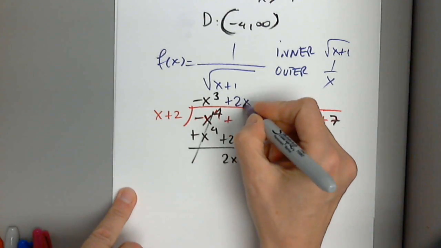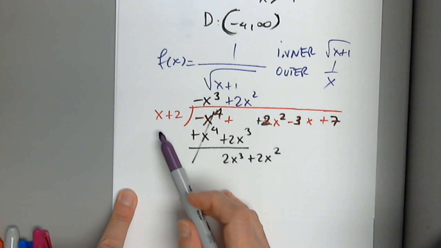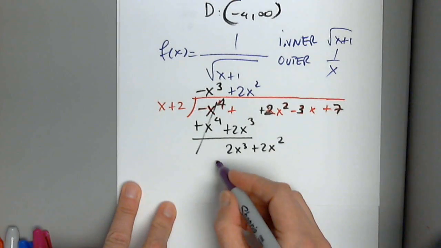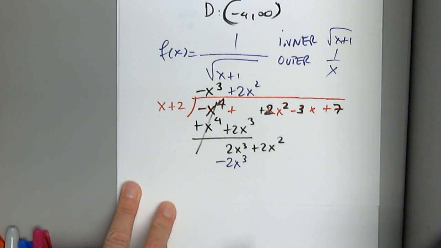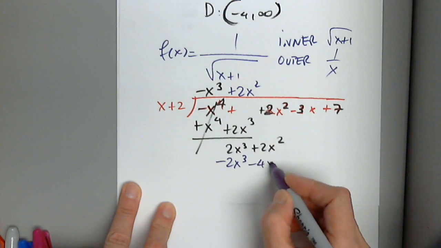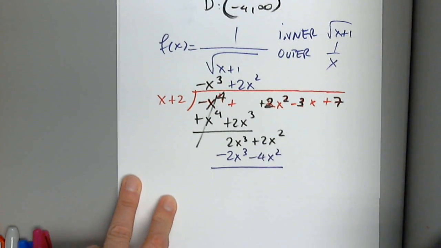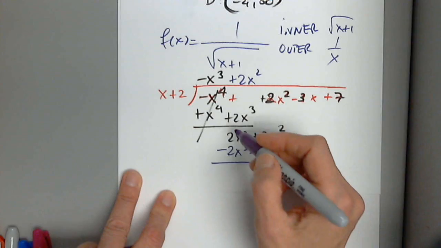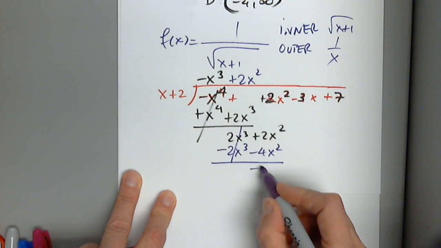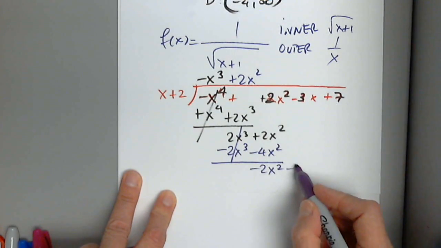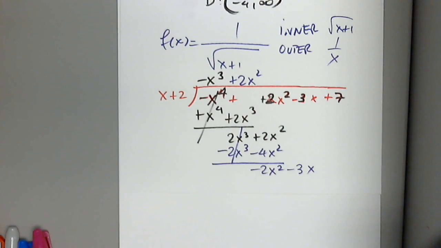Awesome. 2x squared times x is positive 2x cubed, we have to write the opposite. 2x squared times 2 is 4x squared, we have to change because we subtract. These two go away. Perform the operations I see. Negative 2x squared minus 3x.